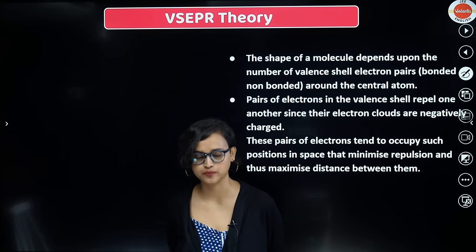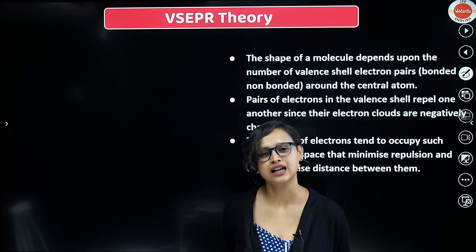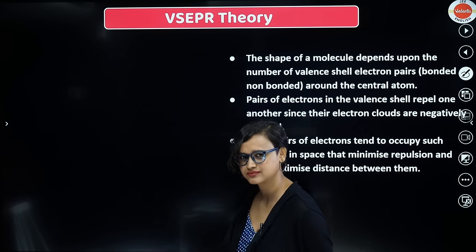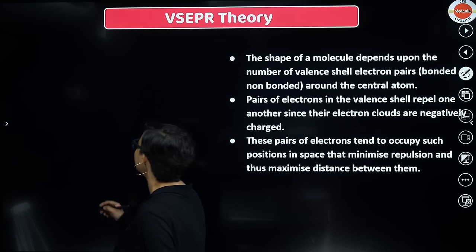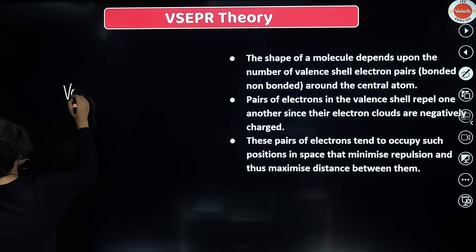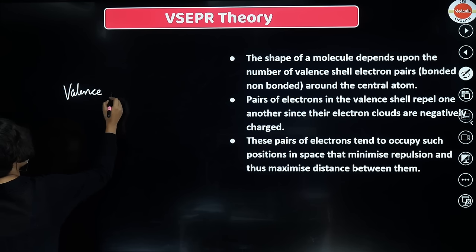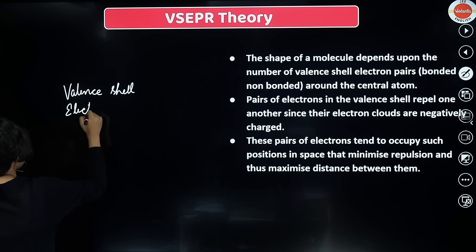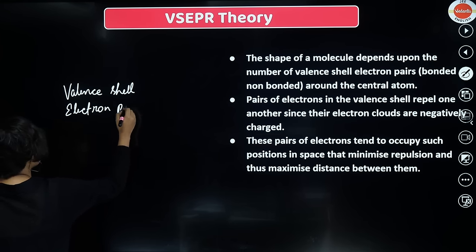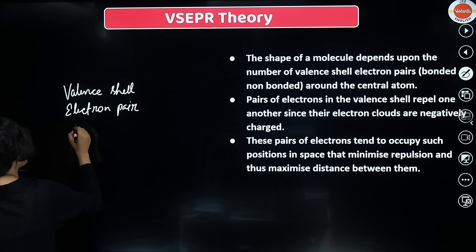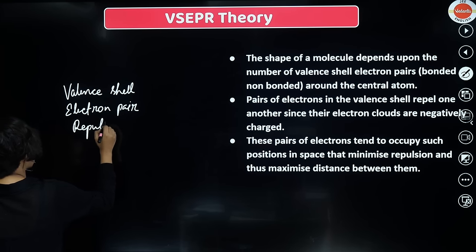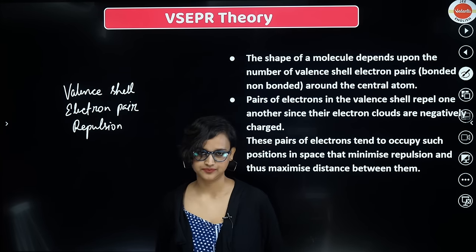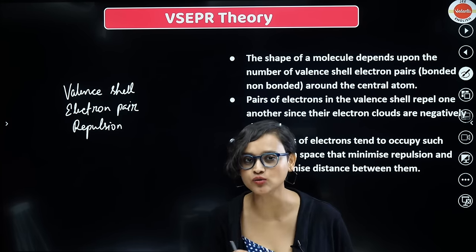So, VSEPR theory. What happens in VSEPR theory? Do you know the full form of VSEPR theory? Yes or no? Let me tell you. VSEPR theory is valence shell electron pair repulsion theory, okay? The answer is right here. What is VSEPR theory if somebody asks you? The answer is right here.